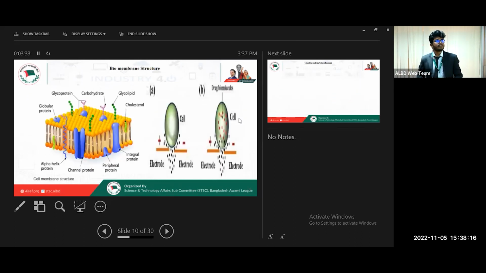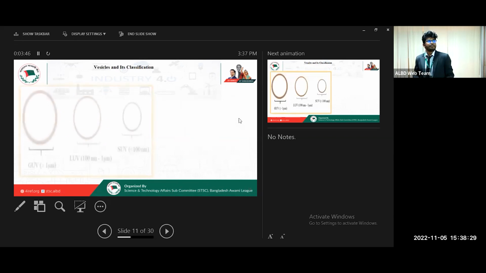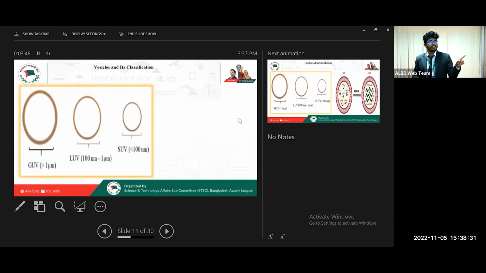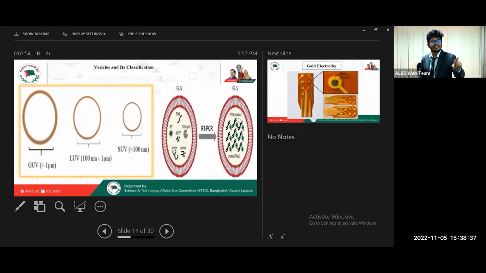Let's go through some basic concepts. We all know this is the bilayer of protein and lipid of a cell membrane, and in the right image is the electrode where the transformation is happening. Now the vesicle and its classification. There are 3 types of vesicle. We have used the giant unilamellar vesicle, and on the right side is the giant unilamellar vesicle.